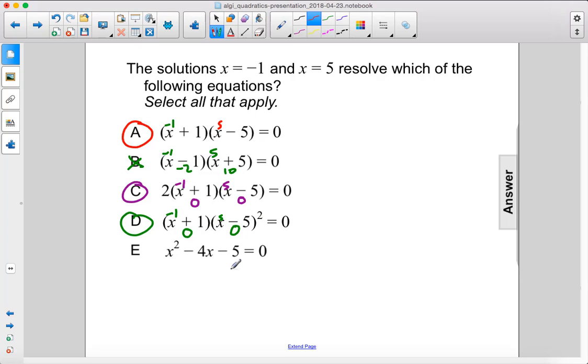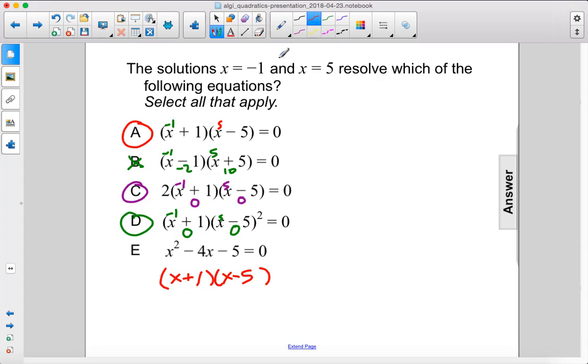And here we need to factor first. So we have x and x. Both of these terms are negative, which means we're going to have one positive term and one negative term. 5 times 1 is 5. -5 plus 1 gives us -4. So I'll put the 5 there and the 1 there.